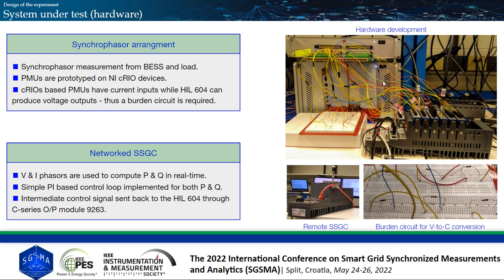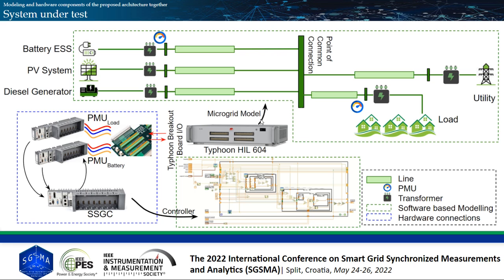So on the top figure, we have the actual hardware running the microgrid and some of the local PMUs. And on the bottom, we have the remote SSGC, which is reading from those local PMU measurements. So we have an idea of how the hardware looked and what softwares there were. Of course, in this slide, we are just showing the different components of the hardware just to give a better overview.